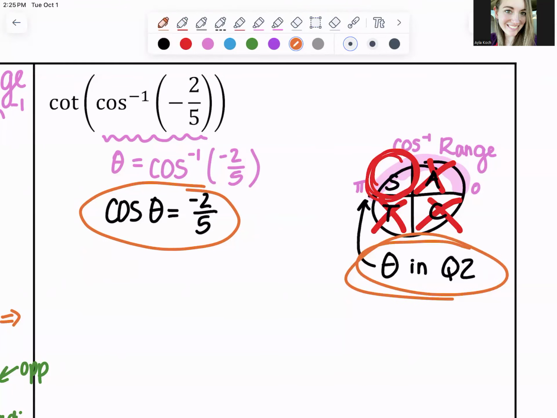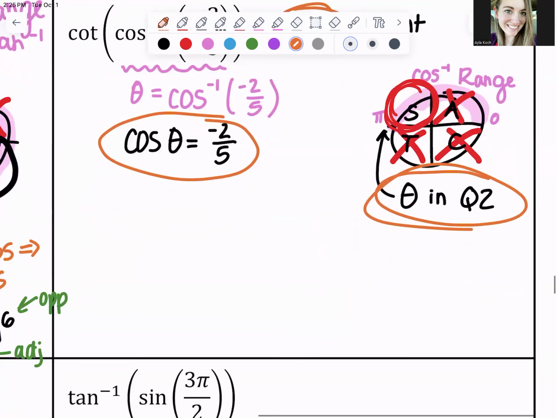So we know that cosine of theta is -2/5. Theta is in quadrant 2. We said that this whole thing was theta, so what we're looking for is cotangent of theta. And we've now simplified the problem. We're saying if cosine of theta is -2/5 and theta is in quadrant 2, what is cotangent of theta?